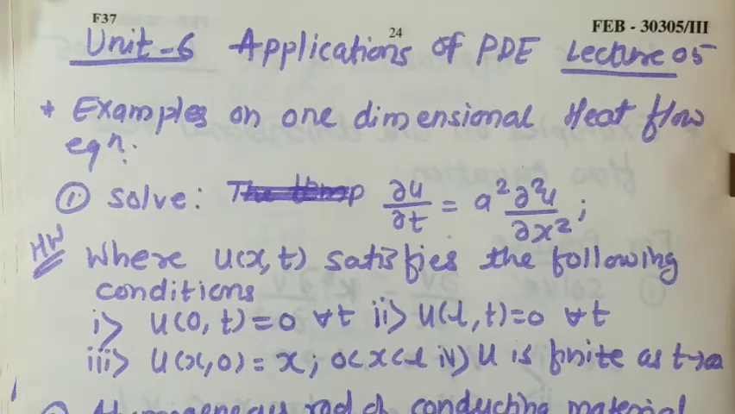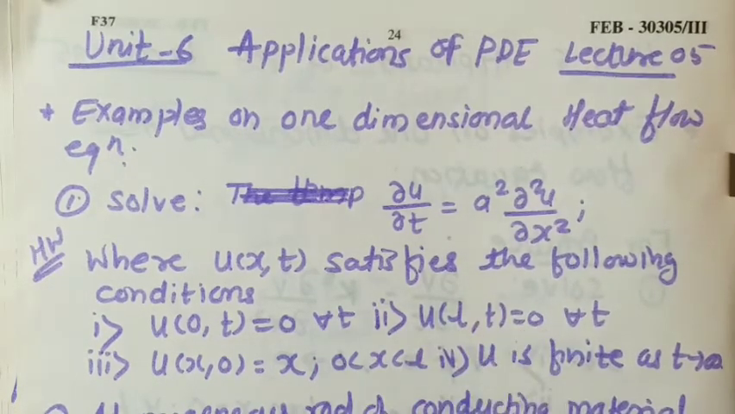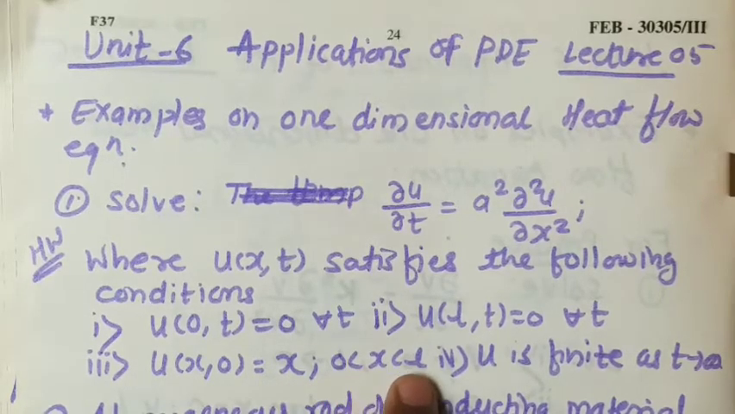So, the list of problems I have written, some of them I am going to leave for you and some of them I am going to solve in this video. So, the very first problem: solve ∂u/∂t = a² ∂²u/∂x², where u(x,t) satisfies the following conditions. Four conditions are given: u(0,t) = 0 for every t, u(L,t) = 0 for every t, u(x,0) = x for 0 < x < L, and u is finite as t tends to infinity.